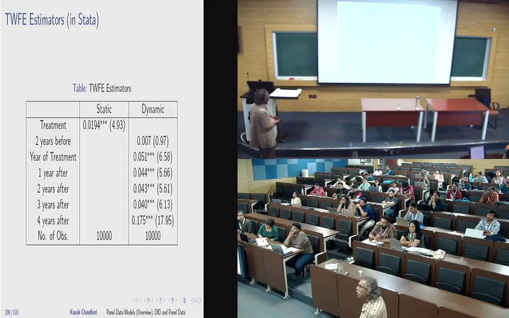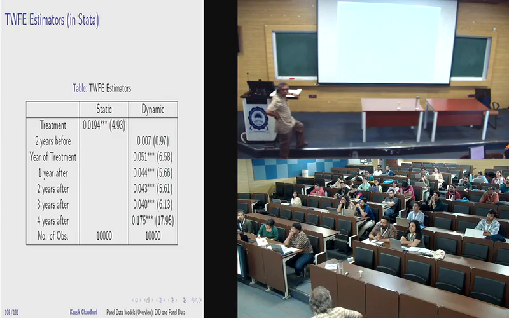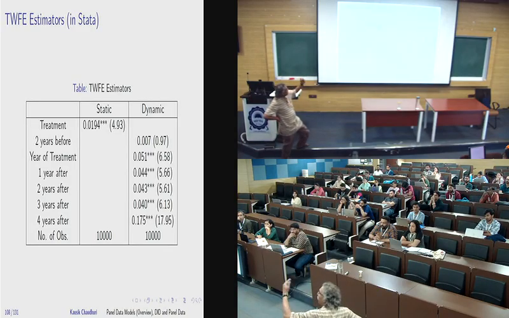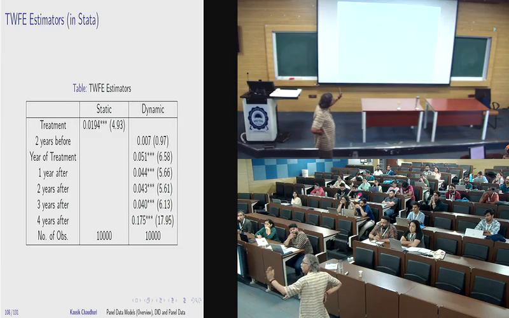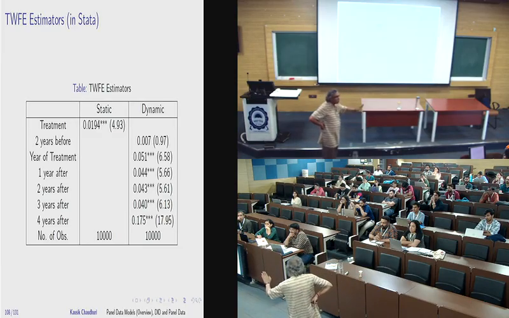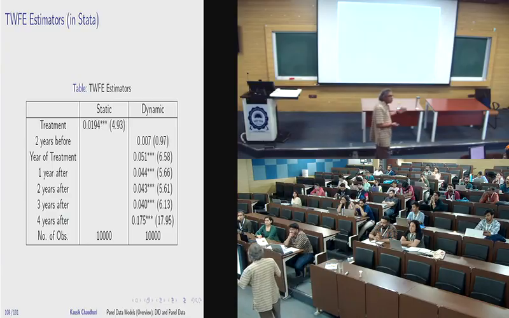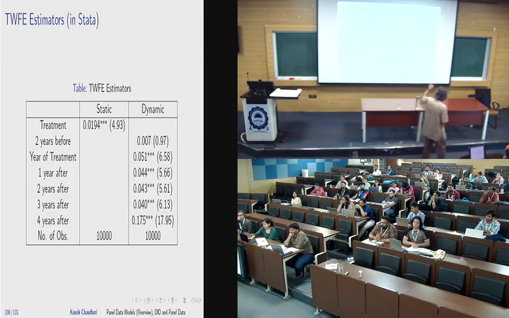Static is telling me 0.014 is the total effect. But the dynamic is telling me 2 years before, the effect is not significant. In the year of treatment, it is significant, and then 1 year after, 2 years after, 3 years after, 4 years after, it started becoming more significant. The number of observations is 10,000 in both cases. Clear? So that's one of the advantages of doing the dynamic.